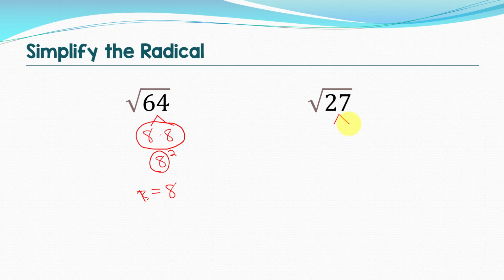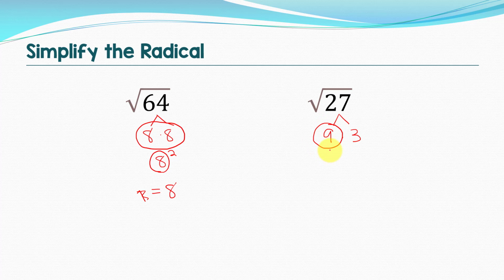But look at this one. This one is not a perfect square. So I'm going to start factoring it. Now here's where you kind of need to know your multiplication tables. I'm going to have to think, well, what multiplies to make 27? And off the top of my head, I'm going to say, well, I know that 9 times 3 makes 27. And now I'm going to stop here. 9, I'm going to recognize to be one of my perfect squares, right?